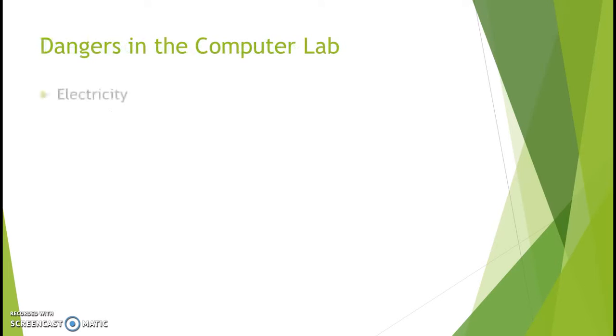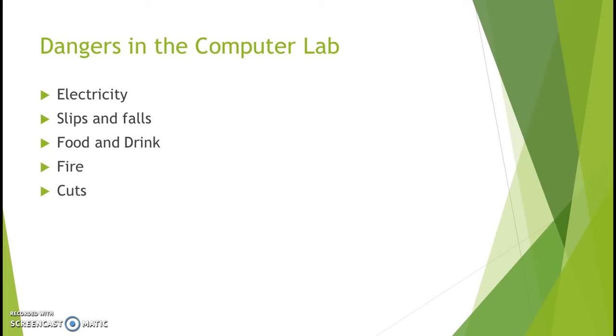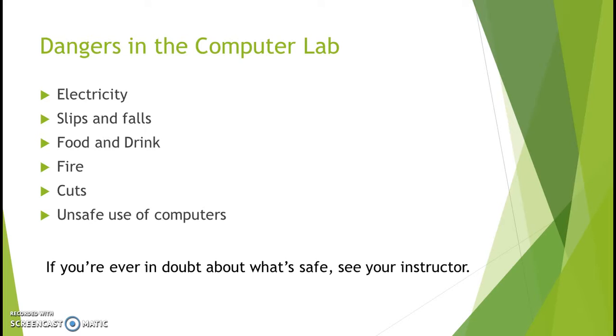Okay, so what kind of dangers do we face? Well, in brief, we work with electricity, of course. There's always the risk in the school of slips and falls. Food and drink represent a specialized risk in the computer lab. We have the potential, of course, for fire, for cuts, and unsafe use of computers represents a risk as well. If you're not sure about what's safe, you need to talk to your instructor before you start work.